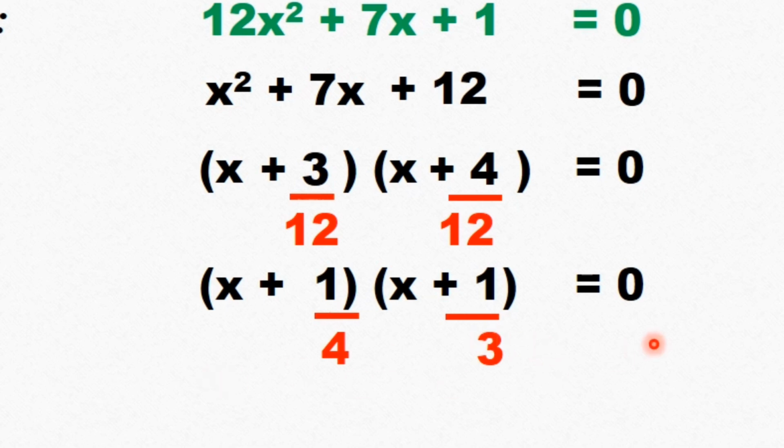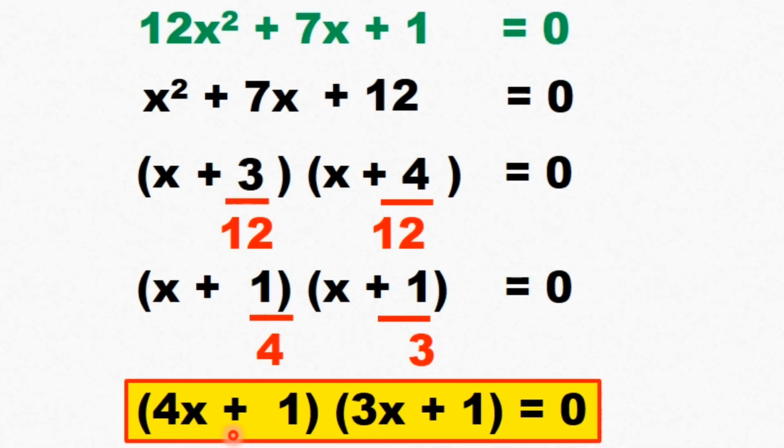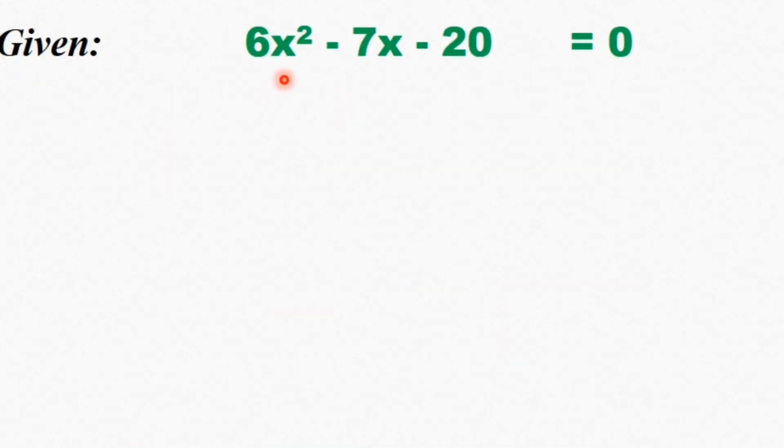So we have here the equation. And move 4 in front of x and 3 in front of x. So the answer is the quantity of 4x plus 1 times the quantity of 3x plus 1 is equal to 0. Given equation 6x squared minus 7x minus 20 is equal to 0.